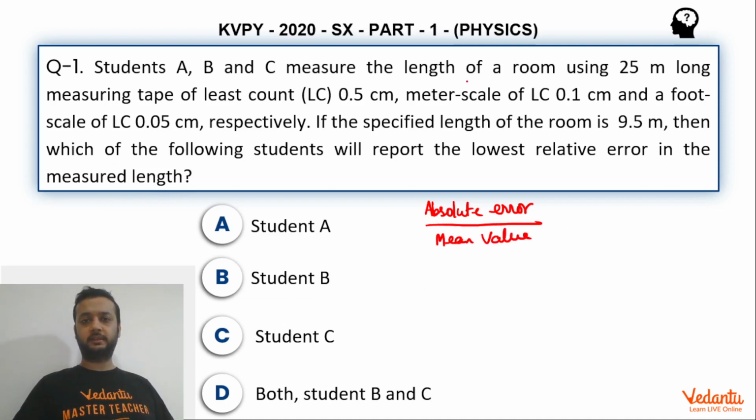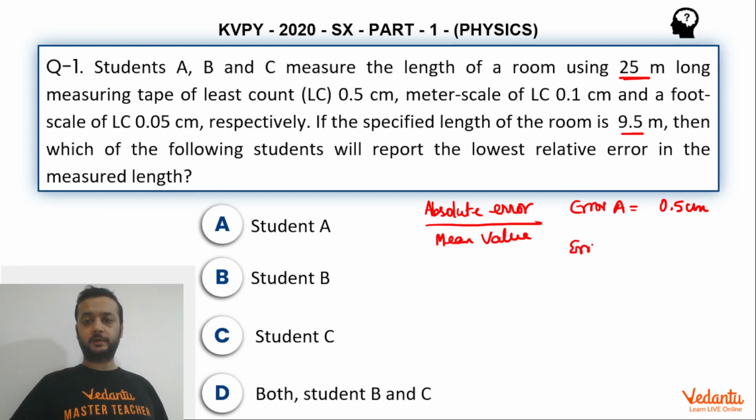Now if you see the first student, since the length of the scale is 25 meters and he has to measure 9.5 meters, he will be able to measure this in one shot. That means by doing just one measurement he can measure it. So for the first student, the error will be the least count, 0.5 centimeters. This is the value of the error in the measurement of A.